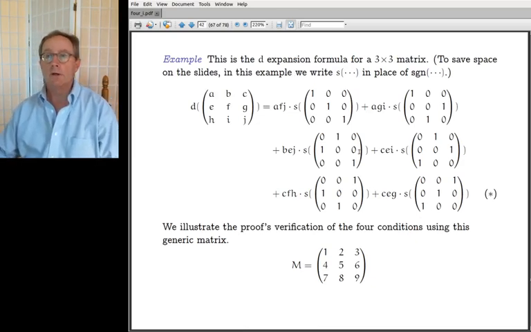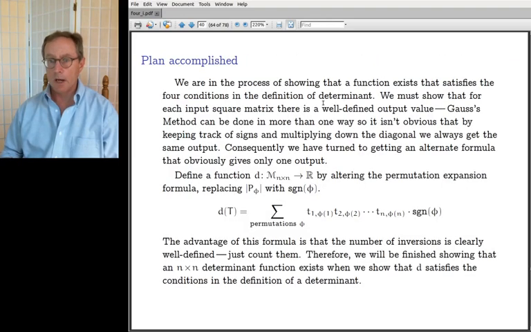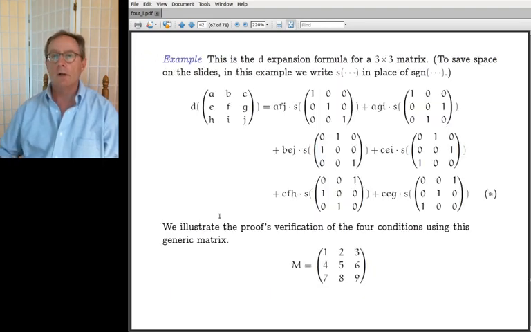Okay, so here's the D expansion. Remember this, did you notice? I'm not calling this DET, I'm calling it D because we haven't yet established that it's DET. Okay, so this is the D expansion for a 3x3 matrix, and doesn't it look just exactly like the permutation expansion? Of course it does.